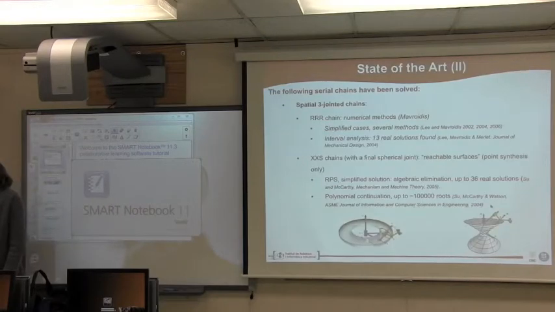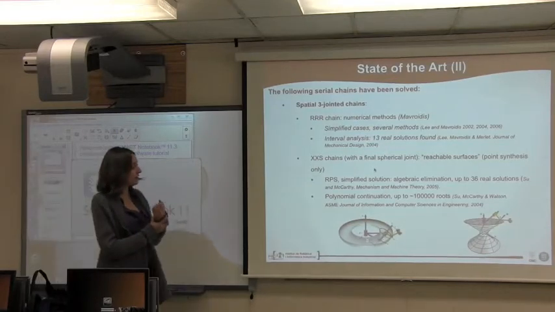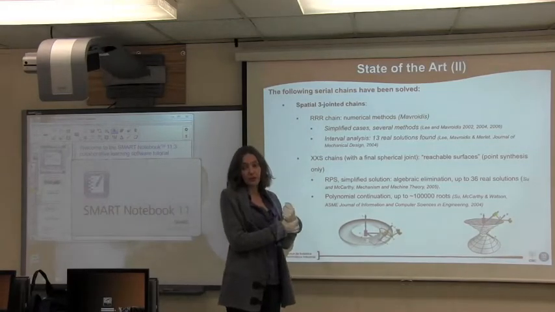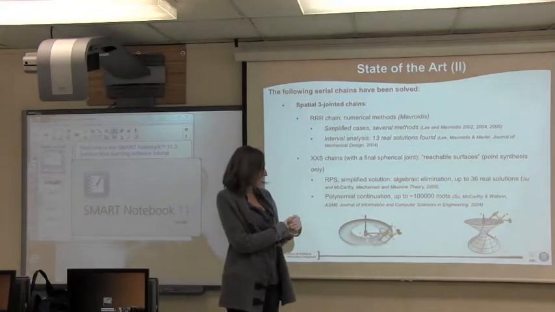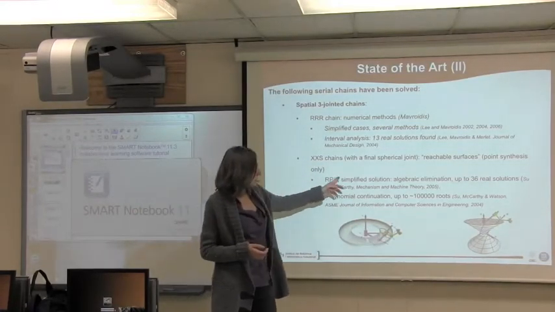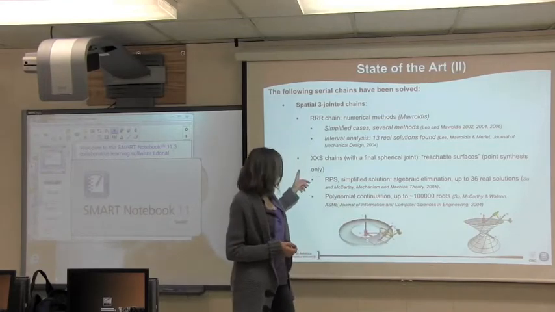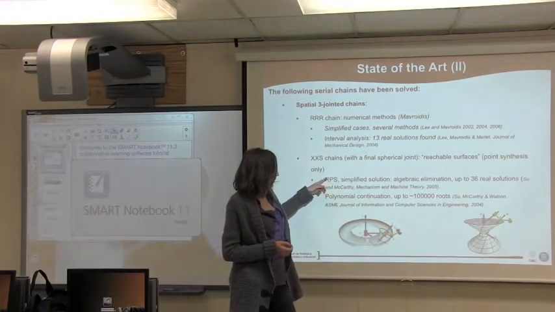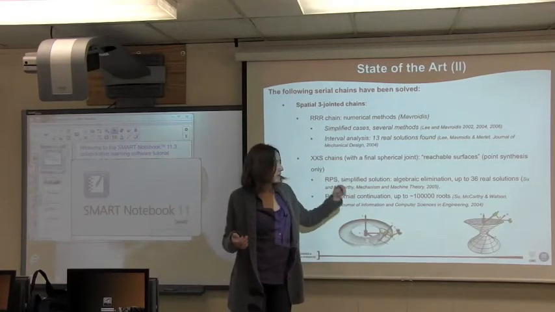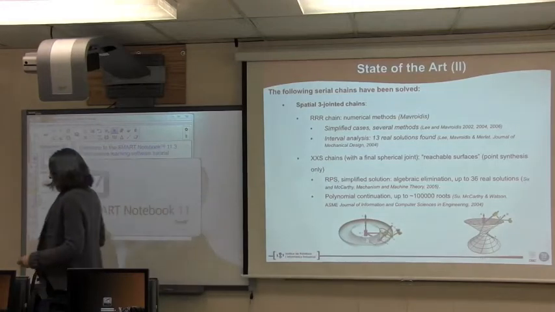And okay, there it is. And then some other special cases: when you have a spherical joint at the wrist, then things simplify because you can look at just the point. You don't need to worry about the orientation. The orientation will be whatever you need to have, and then it can simplify. But we are talking about, for instance, for the RPS, 36 real solutions. Some other of these cases can have 200,000 roots.